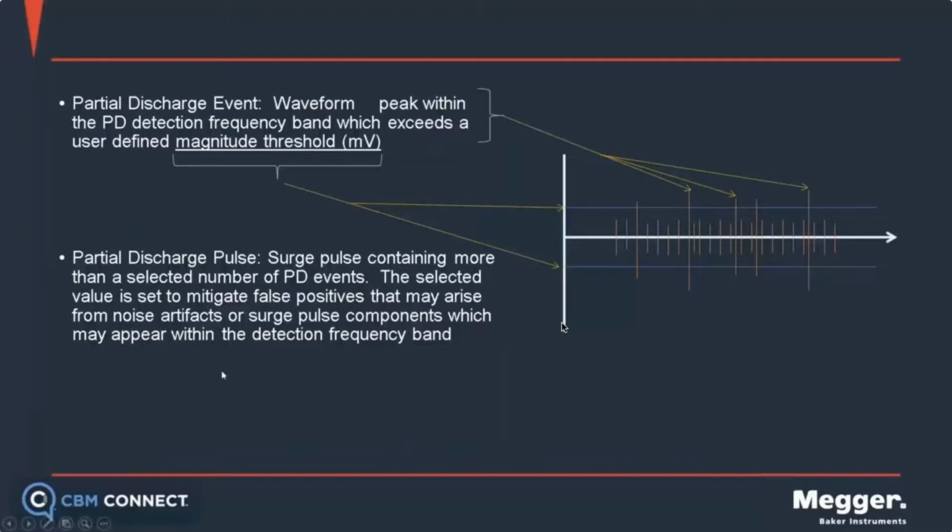And then what we call a partial discharge pulse would be a surge pulse that contains more than a selected number of PD events. So this is a means of isolating PD while mitigating any noise, right? We want to make sure we have a certain number of events so that just one random pulse isn't going to set off all kinds of flags and alarms for us. We want to see a significant amount of these events occur. Typically somewhere in the neighborhood of 3 to 5 events would be sufficient to rule out the idea of noise that's going to penetrate our threshold. Of course, we have to make sure we set our threshold properly to begin with.